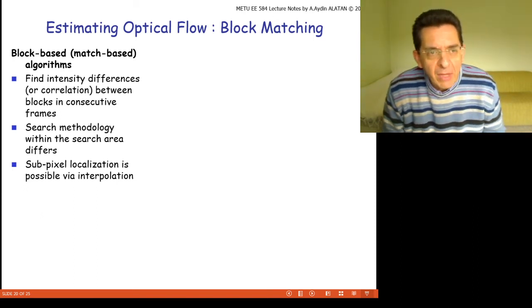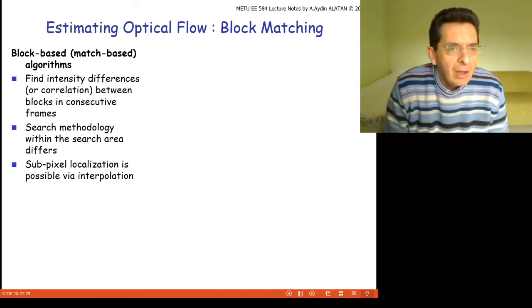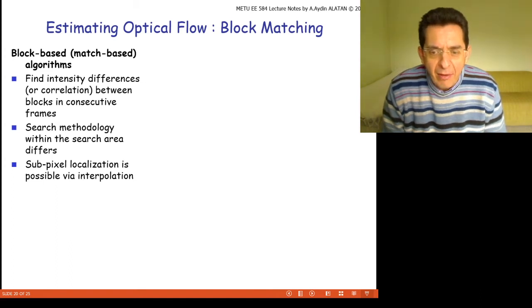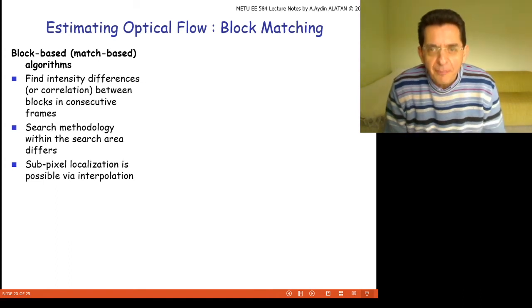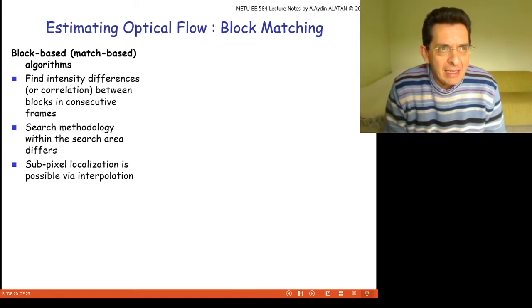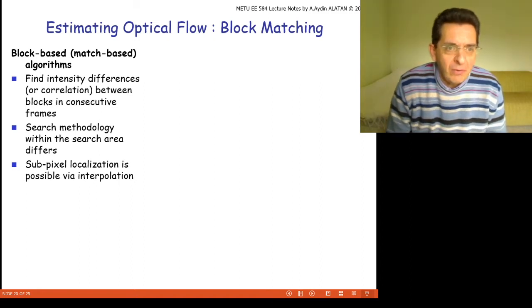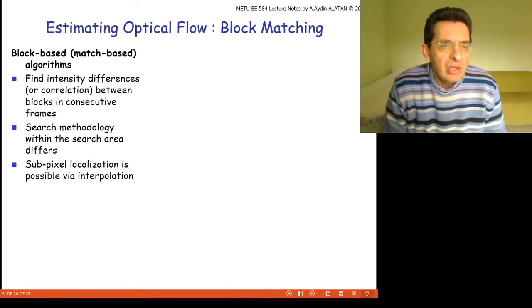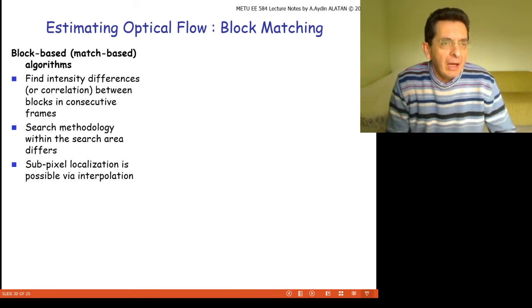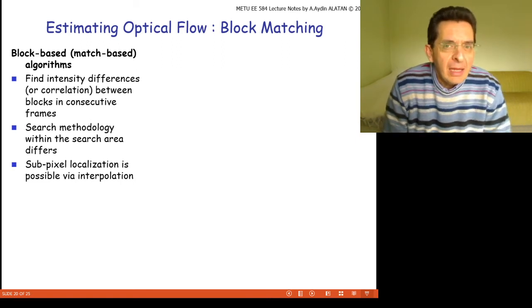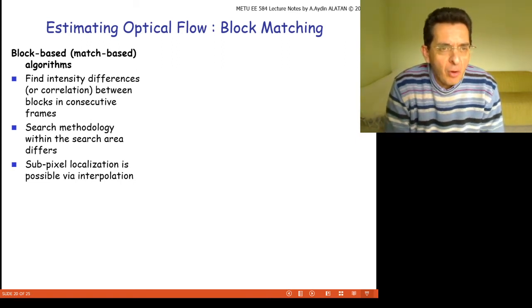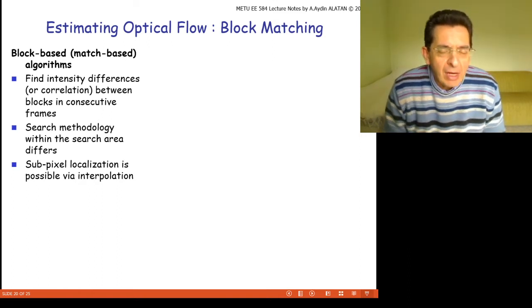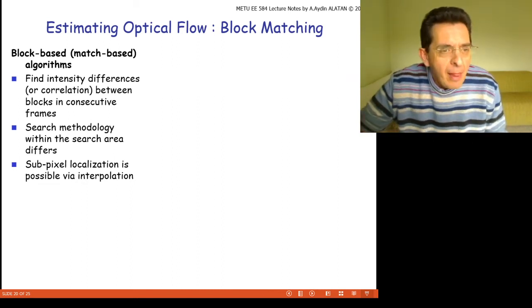Again, we have the same idea. We have to find a representative of a pixel or a region which will match the intensities between consecutive frames. In block-based techniques, we assume the motion vector within this region will be constant. Within this block, we assume the motion displacement is constant, and we try to find the intensity differences in those blocks after moving the block into a region.